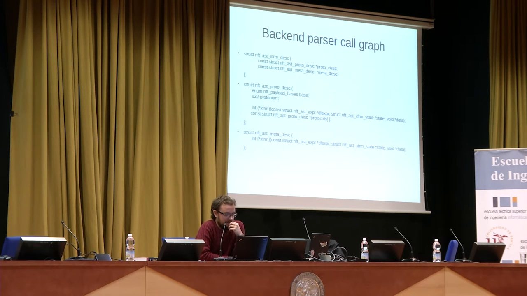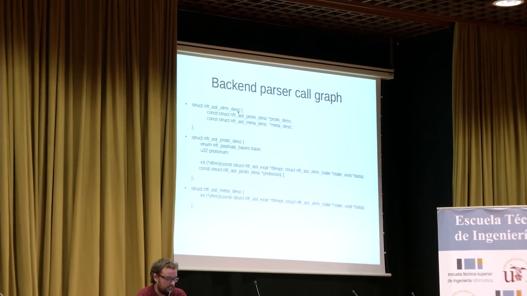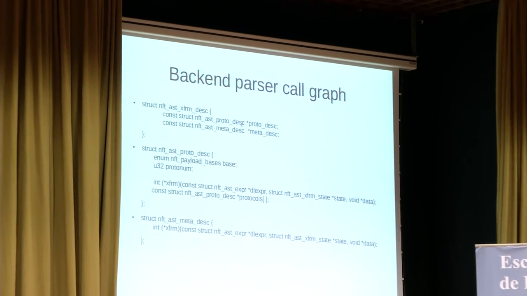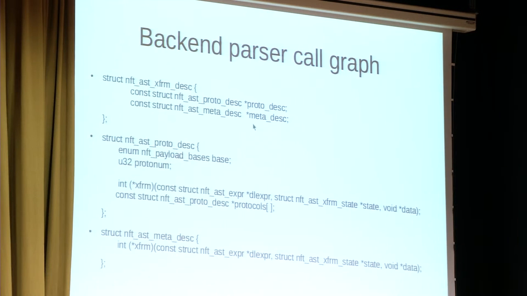So on the back end, the parser call graph is represented through these. In this case, we only have two. This is only for the expressions, the other statements. This is for matching protocol payload and meta information. So we have a description that specifies what the hardware can do. Basically, we will pass this intermediate representation or syntax tree, and we will invoke the callbacks that are set in these description structures to populate the backend internal representation.